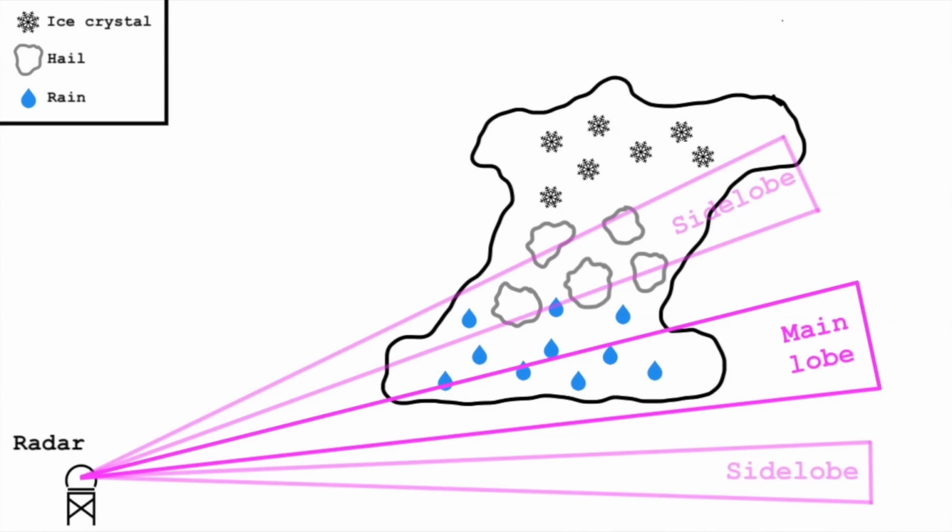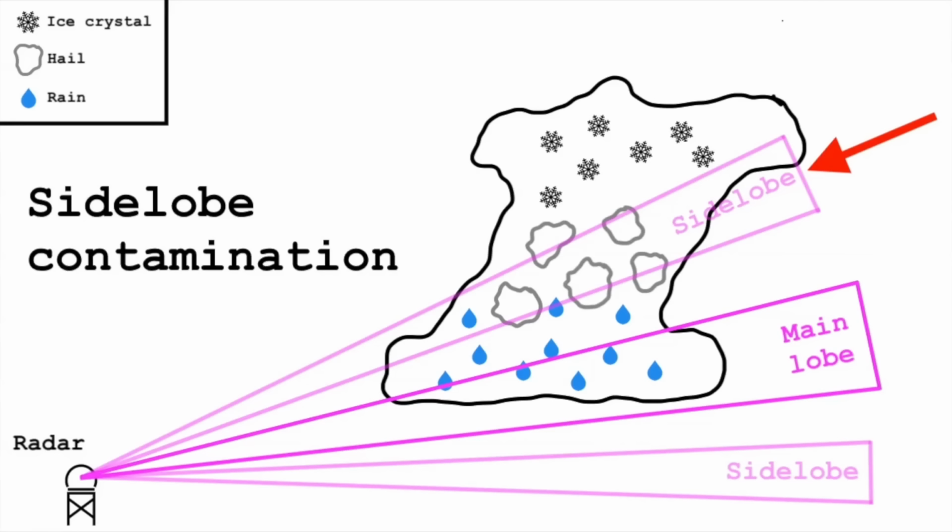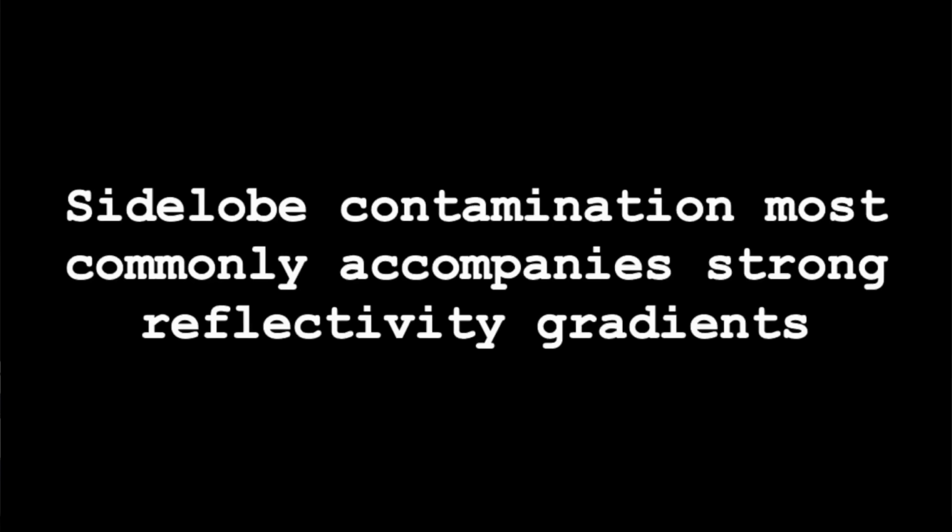But sometimes returns within side lobes dominate the total signal, as in this example here, where the side lobe features a much greater preponderance of hydrometeors, including rain and large hail, than the main lobe. This induces an artifact called side lobe contamination. Again, most of the time, side lobe contamination is not an issue, but it can be a major problem in regions with sharp changes in reflectivity, either horizontally or vertically.